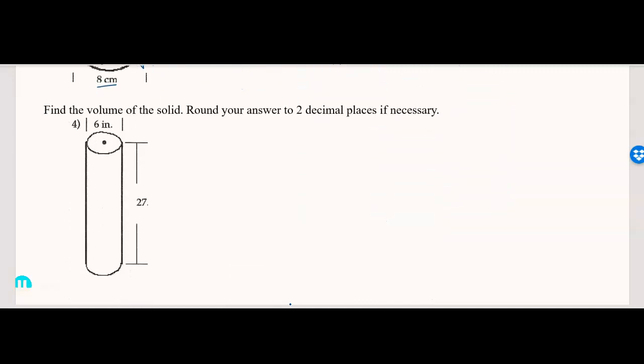All right, let's try one more. This is what we call a cylinder.